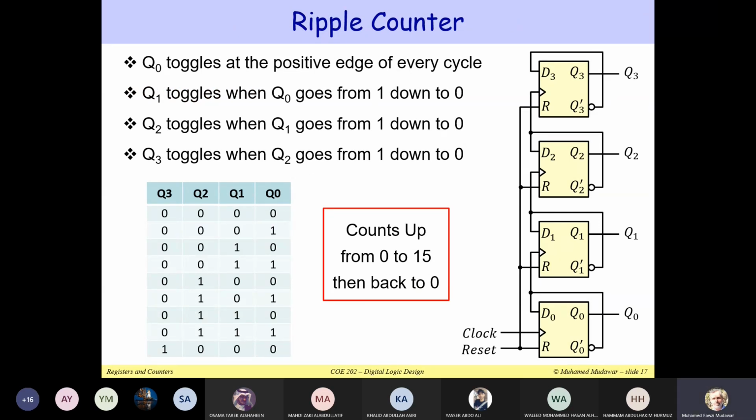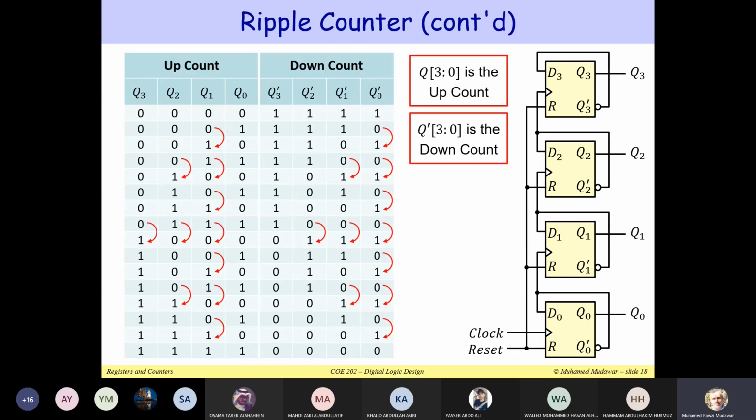This is an example of a ripple counter. It consists of 4 bits. You can see here we have Q0, Q1, Q2, Q3. So this is modulo 16, because we can count from 0, 0, 0, 0 to 1, 1, 1, 1. So we count from 0 to 15 and then back to 0. Let me show you this in the next slide because it is clearer there. It's the same counter. Let us understand this counter.